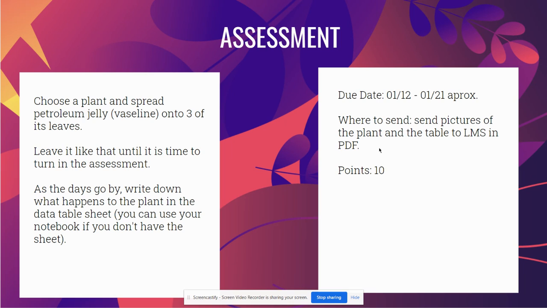If you guys have any questions whatsoever, let me know, okay? And that's going to be it. That is going to be your assessment. Again, if you have any questions, let me know. Remember that you are putting Vaseline onto 3 of its leaves, only 3, okay?